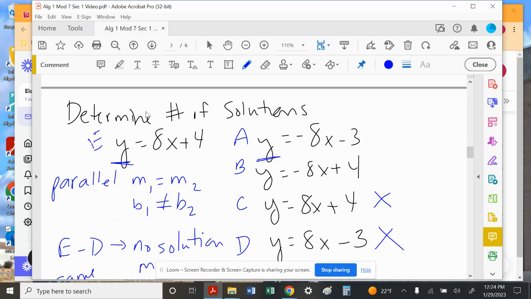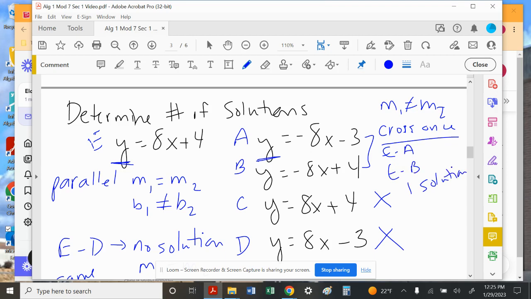And then we'll notice on the other ones that they both have different slopes, and that's all I have to check. So if the slopes are different, then they cross once. And that means they are neither parallel nor the same line, but they only cross one time. And so both of these here, that would be E and A, E and B, only have one solution. And that's what we have for those.